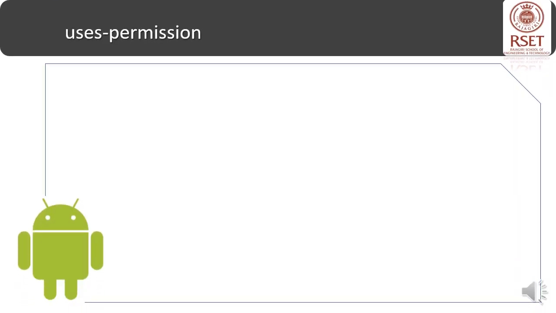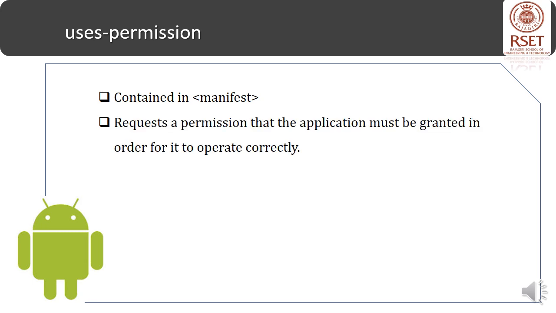Now let's discuss uses permission in the manifest file. Uses permissions are contained in the manifest element. Now, when do we write a uses permission in the manifest element? When we are requesting a permission that the application must be granted in order for it to operate correctly. Normally, permissions are granted by the users when the application is installed, not while it is running. That is what you should understand.